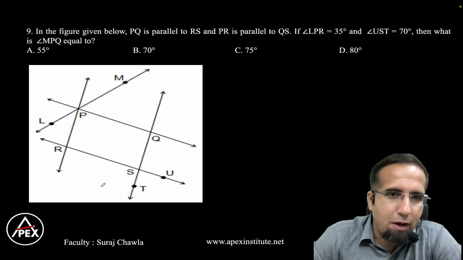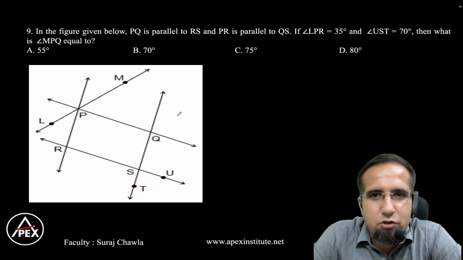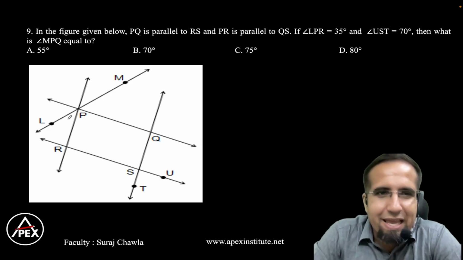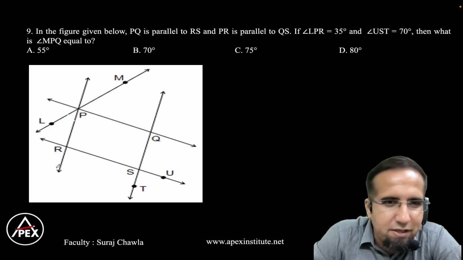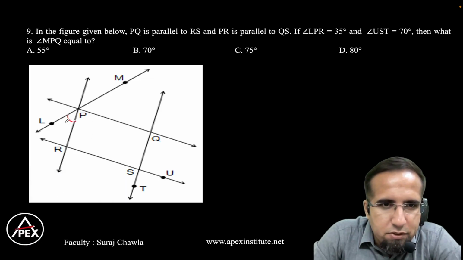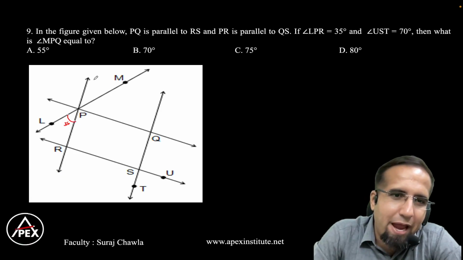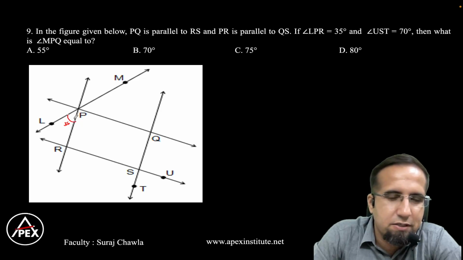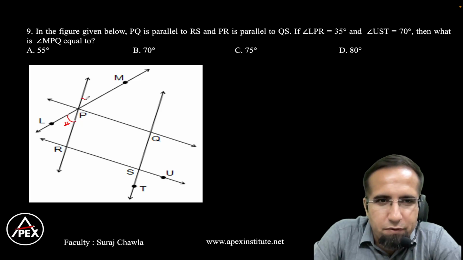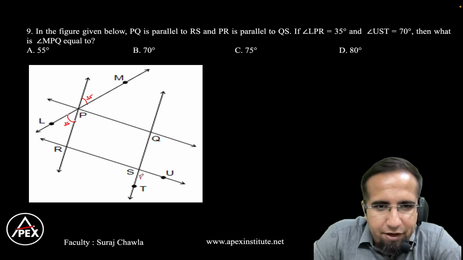Now this question is talking about PQ is parallel to RS and PR is also parallel to QS. So angle LPR given to us is 35. So this angle, I'm sorry, let me change the ink. So this angle given to us is 35. If this is 35, I can look at LM and PR as two lines. So this angle also becomes 35. Or vertically opposite angles. Similarly, UST is given to us as 70. If this is 70, then this part also becomes 70.